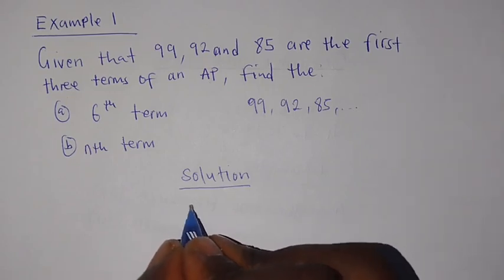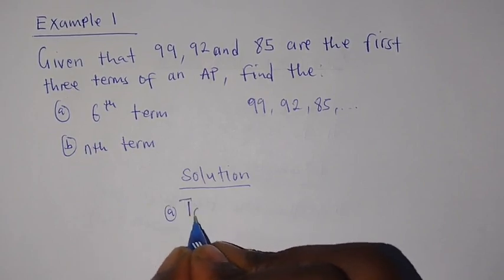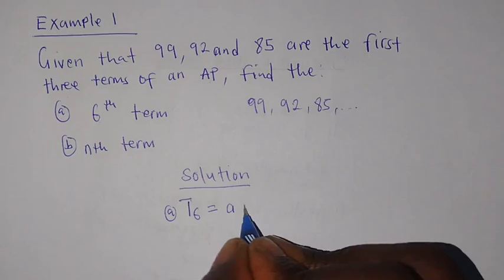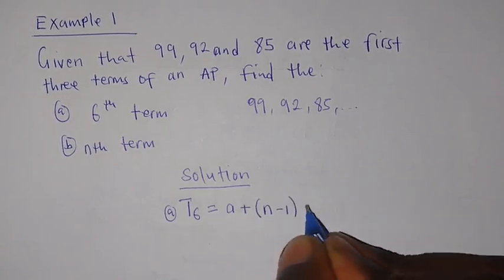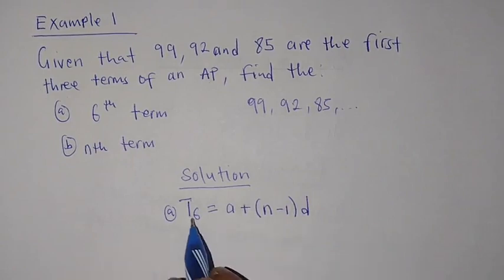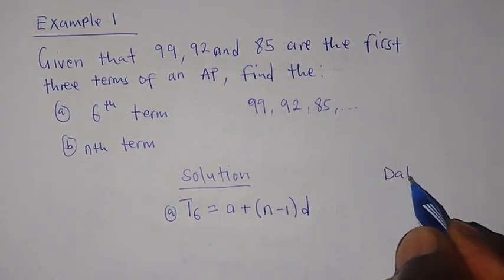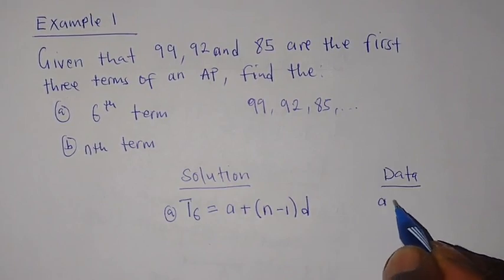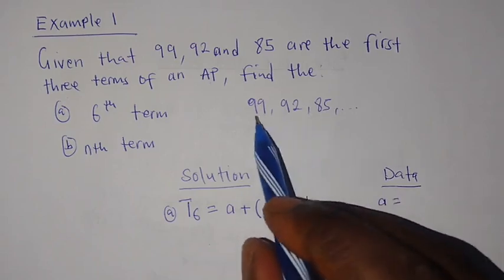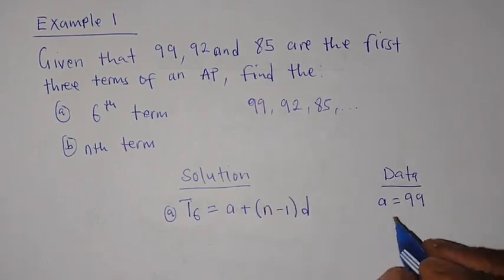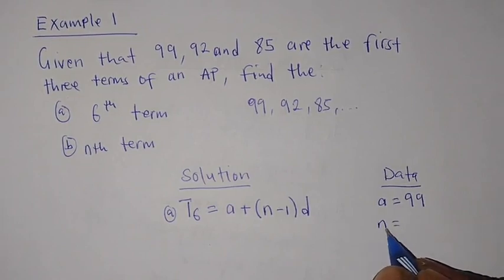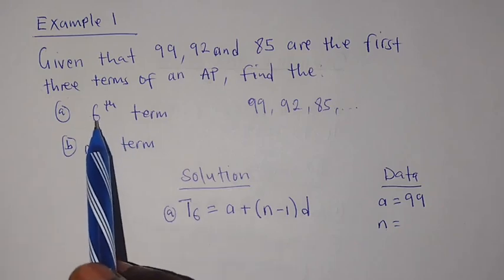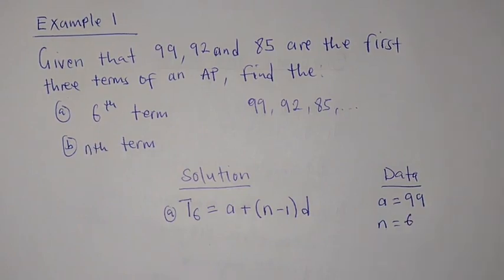So, to find the sixth term, we are going to say term 6 equals A plus open bracket n minus 1 times D. I've put T6 here because I'm finding term 6. Now, if we start organizing our information, our data, A is the first term. So when you look at this sequence, the first term is 99. Then N is the position of the term. Because the question is saying, find the sixth term, the position of the term is 6. So N is equal to 6.